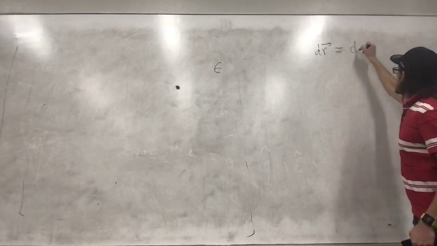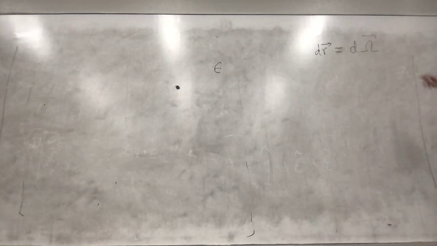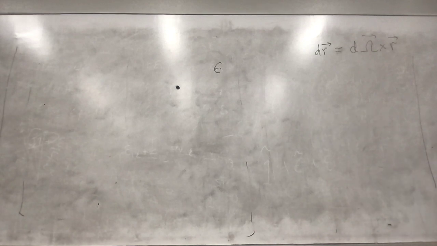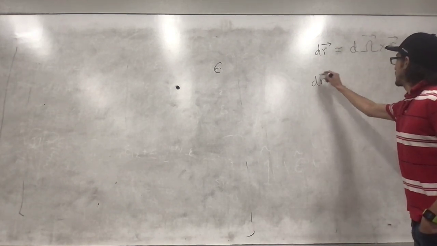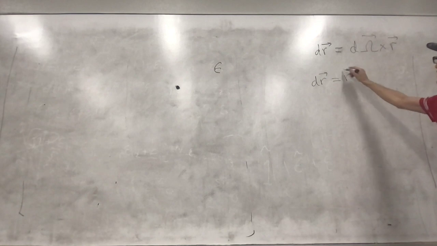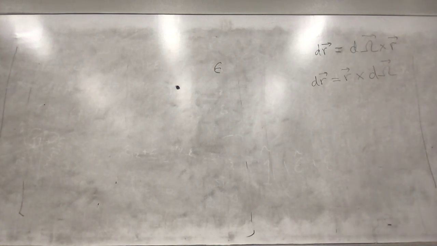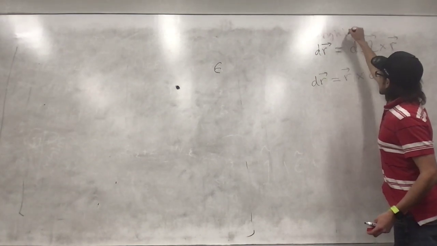So the derivative is d omega cross r. And because the book wants to make a point or something, they defined it initially as r cross d omega. What is the difference between those two? Handedness? Negative. So this one is the right-handed, the one that you will find most of the time. And this is the left-handed.